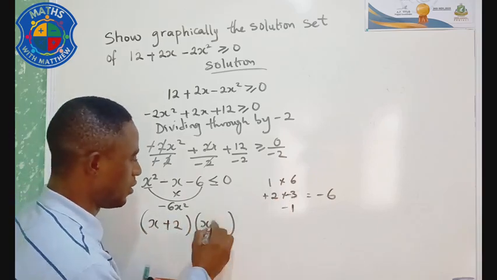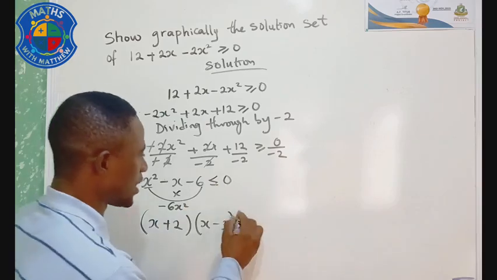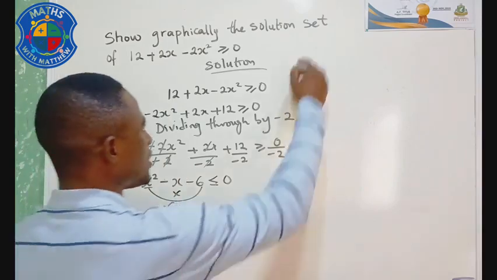And here, what are we having? Minus 3. Do you understand that? That is, we have already factorized this. We can say less than or equal to 0. Do you get that now? Then, in quadratics, what do we do?